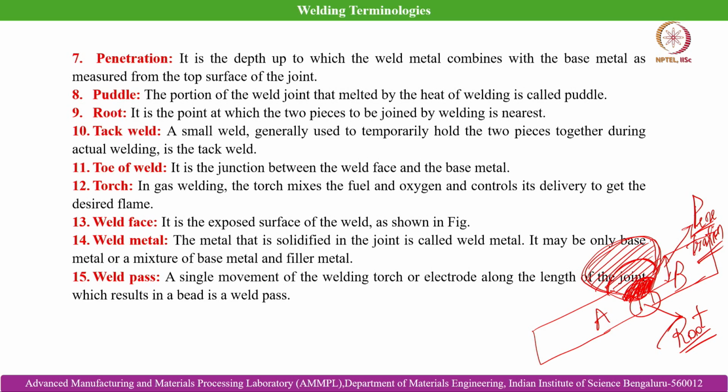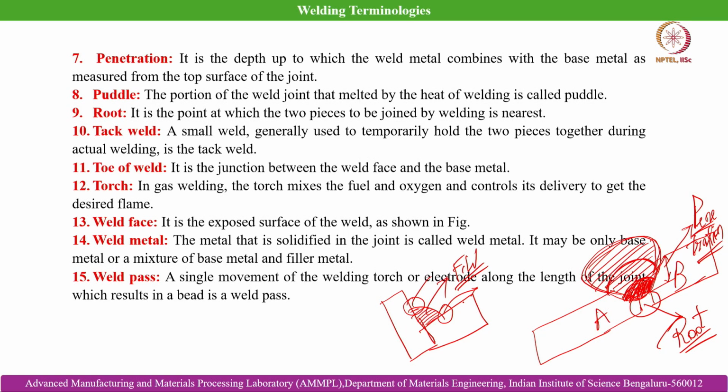So, this is the track weld, and then the toe of the weld. It is the junction between the weld face and the base metal. Again, taking the example of the fillet weld where the workpieces are placed perpendicular to each other, this is your typical weld bead. The toe of the weld is the junction between the weld face and the base metal. This is the weld face, and this is the toe of the weld.